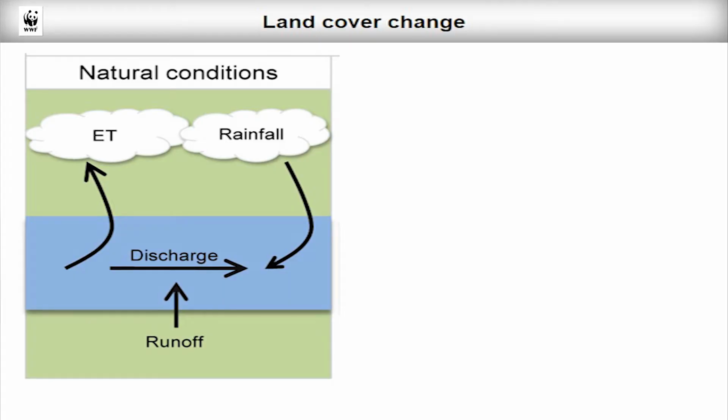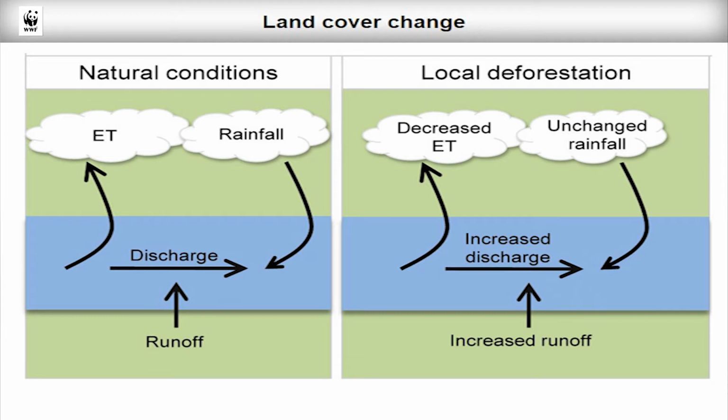Land cover change, or deforestation. As I explained before, in natural conditions, rain falls over forests. Forests emit some of their water back to the atmosphere via evapotranspiration, and the remainder of the water drains via runoff into a stream or river. The removal of the forest decreases the amount of evapotranspiration, thereby increasing the amount of runoff, or basically of water going into the stream or river. And this increases total discharge in rivers.